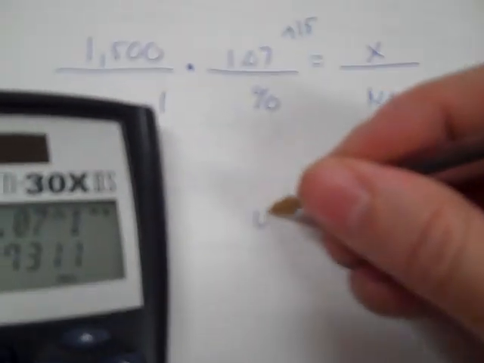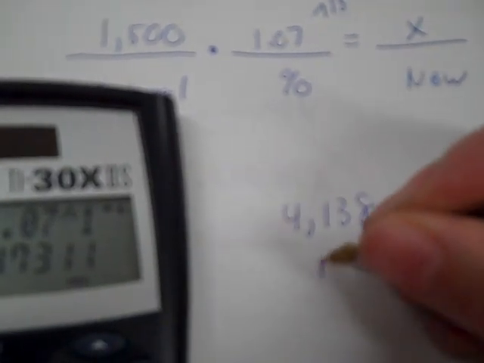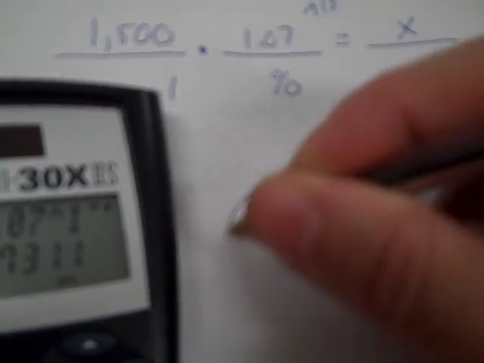I'm not talking money, I'm talking about pandas. So with pandas, we don't want anything after the decimal. That's only for money. I just put 4,138 pandas. Because you can't have part of a panda. You either have one whole or not.